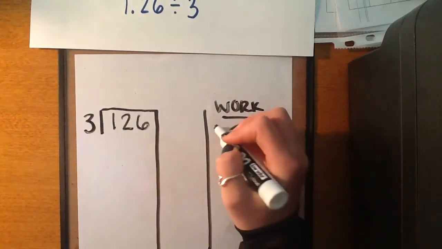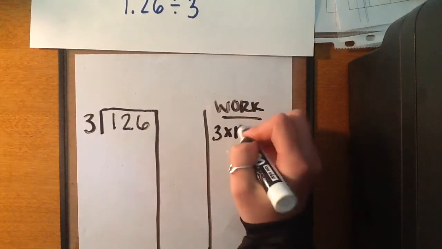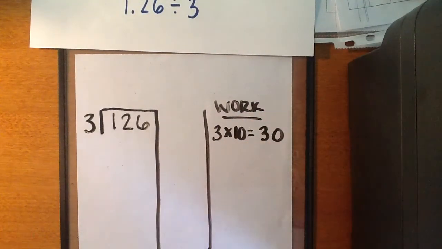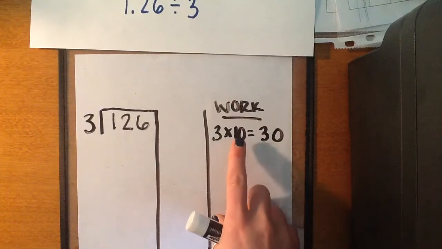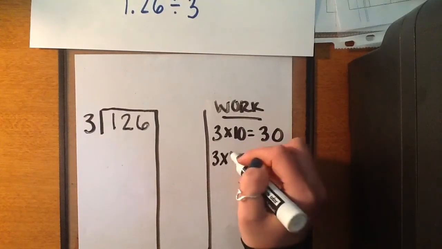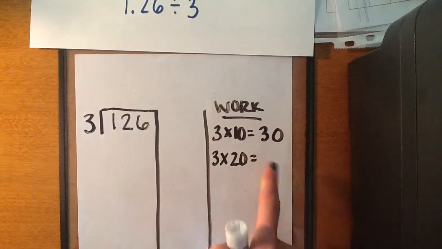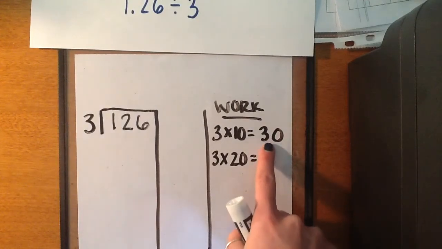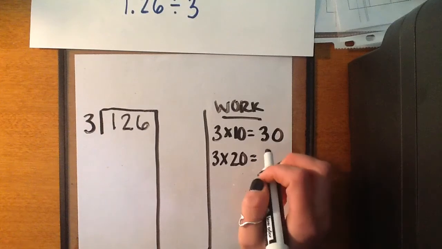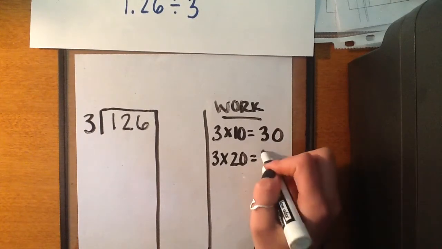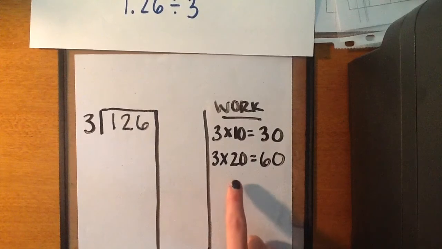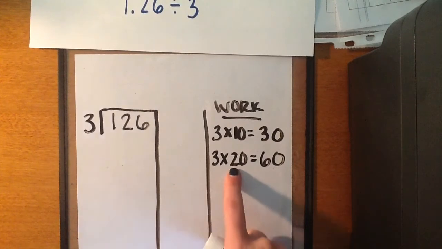So I'm going to start, well, let's see, what's 3 times 10? Well, that's 30, but I'm greedy. I like to get closer. So what if I double 10? If I double 10, that's 20. Therefore, I'm doubling 30. So I'm doing 30 plus 30, or 30 times 2, and that's 60. But I want to get even closer. So what if I double 20?